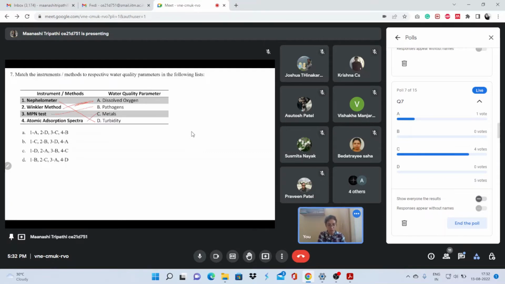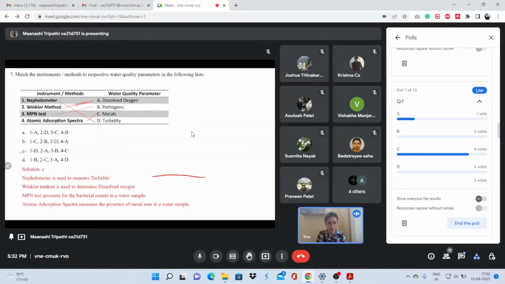Okay. So 1D, 2A, 3B and 4C. This is the correct option, option C. Yes. So solution C: nephelometer for turbidity, Winkler's for dissolved oxygen, MPN for bacterial counts, and AAS for presence of metal in water sample.